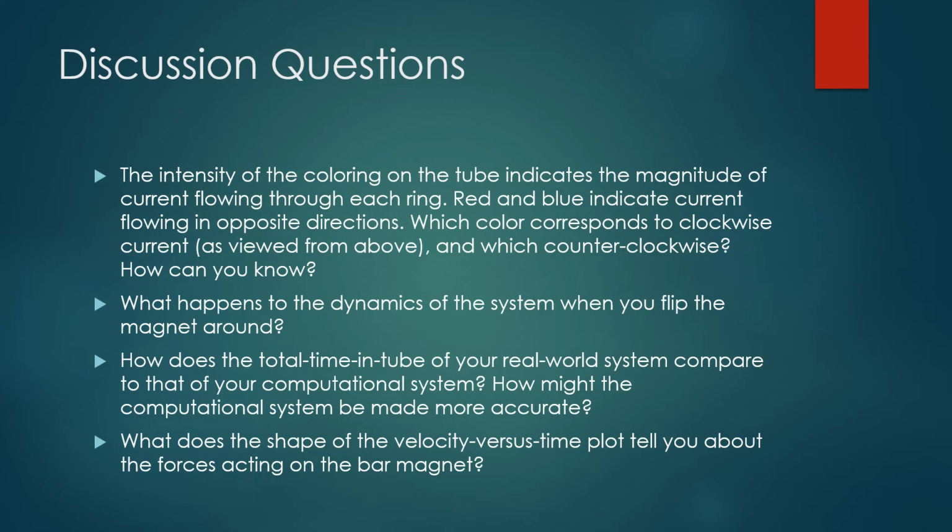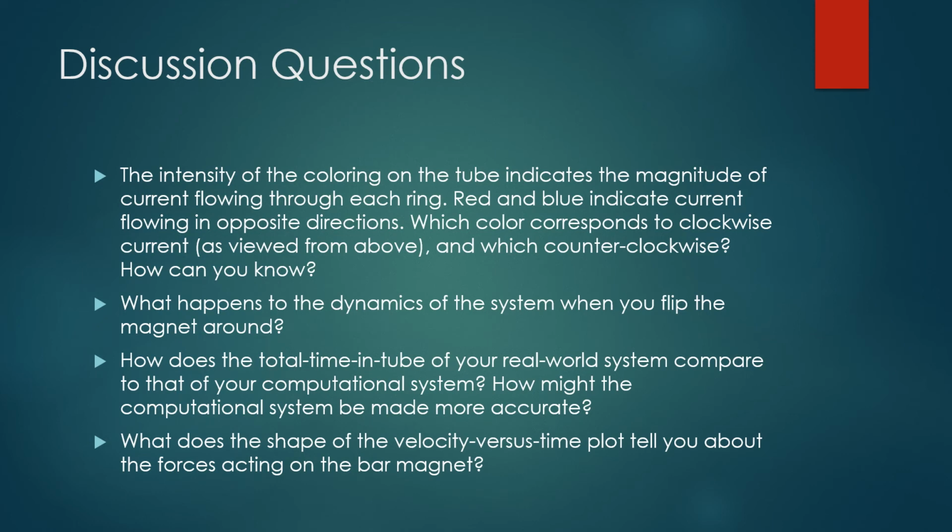What happens to the dynamics of the system when you flip the magnet around? Nothing would happen. It will still be slowed down, but now the currents will flow in opposite directions from the initial position. How does the total time in tube of your real-world system compare to that of your computational system? How might the computational system be made more accurate? The model used was accurate, just a tiny difference in results. To make the model better, we could make the tube into more rings to get a more accurate time, and also consider error and resistance the magnet might face as it goes down through the tube.